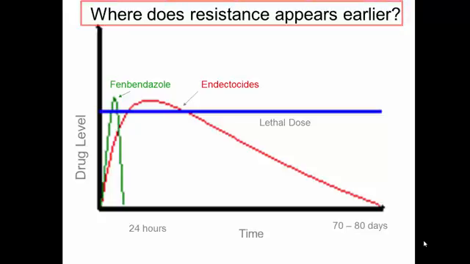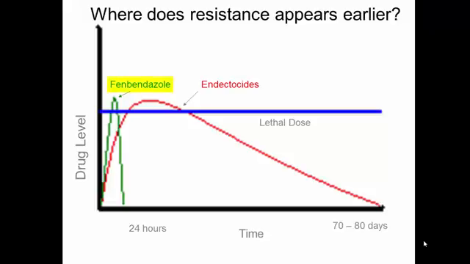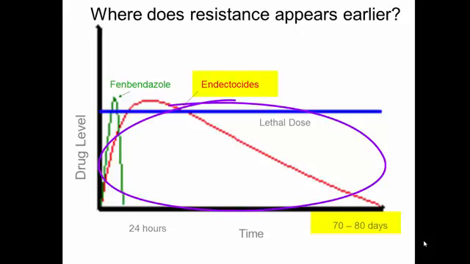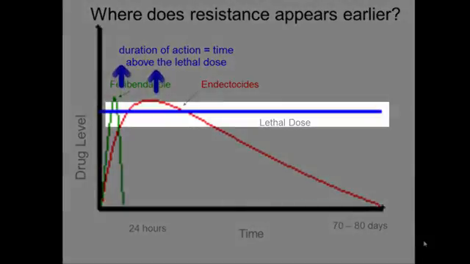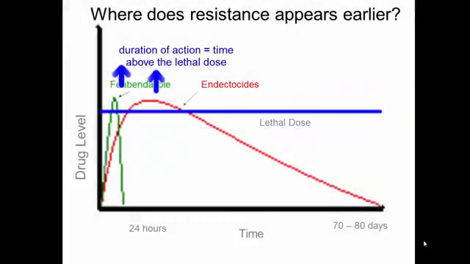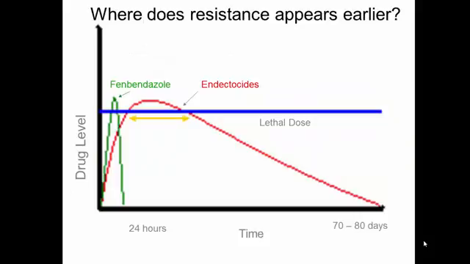When we use drugs like fenbendazole, which is very rapidly cleared from the bloodstream, or when we use an endectocide like the macrocyclic lactones that, as you can see, and depending also on the formulation and dosage, can stay in the body for up to 3 months, at least on this illustration here. Now, in this graph, the duration of action could be expressed by the time at which the concentrations in plasma are above the lethal dose, and is clearly much longer for the endectocides than for fenbendazole.